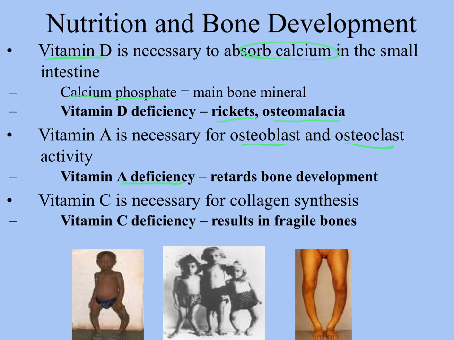If we have vitamin A deficiencies, that can retard bone development because we don't have the proper remodeling going on. And vitamin C is also necessary for collagen synthesis. Remember, collagen is what is laid down as the bone matrix, the organic part of bone that the hydroxyapatite is laid on top of, which makes it hard. So if we have vitamin C deficiency, it's like not having the structural framework underneath the concrete of a bridge, and that's going to result in a fragile bridge or fragile bones that will break very easily.